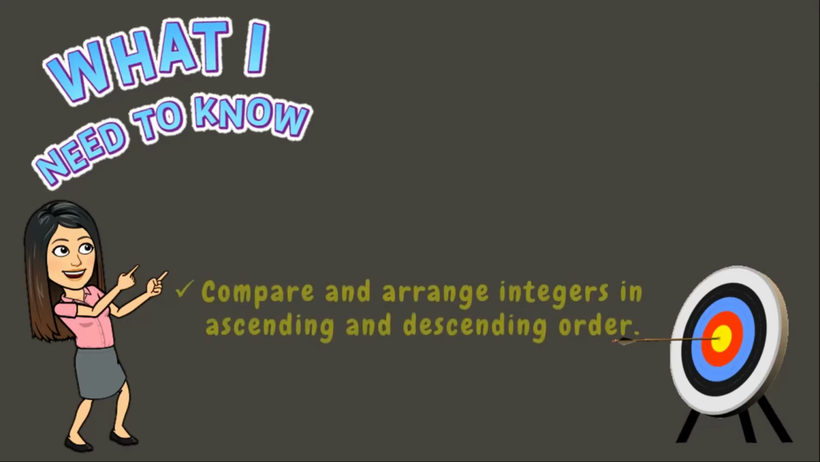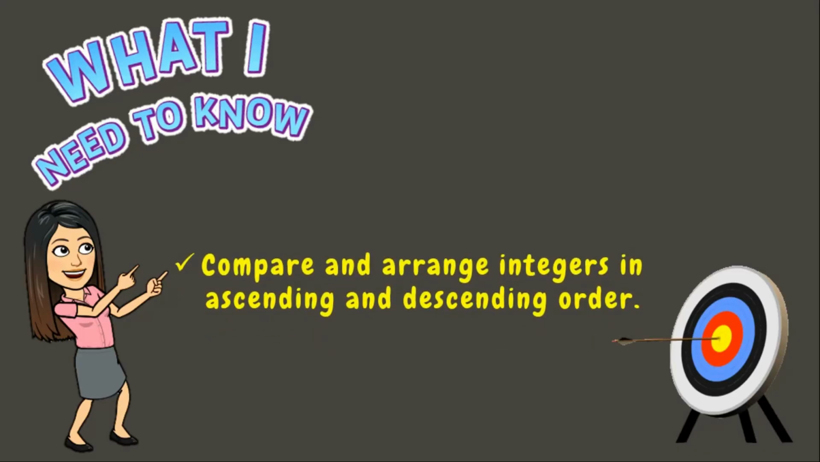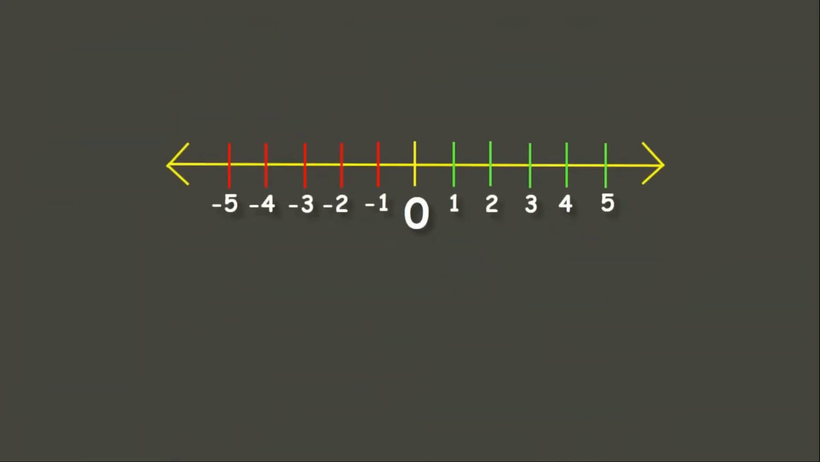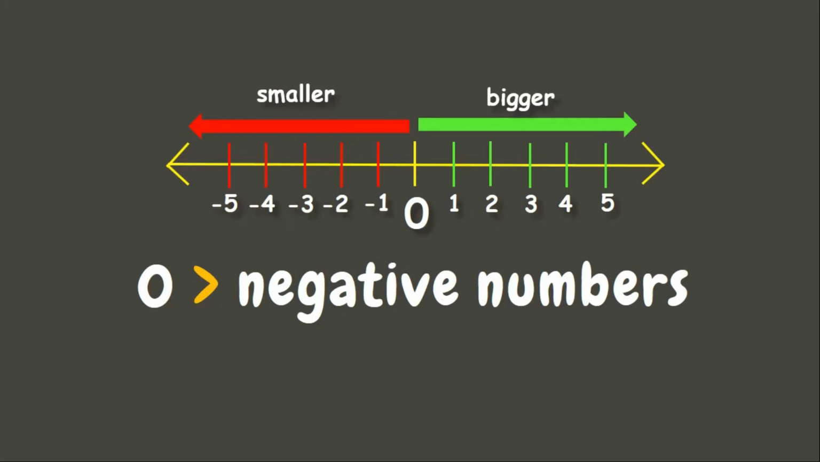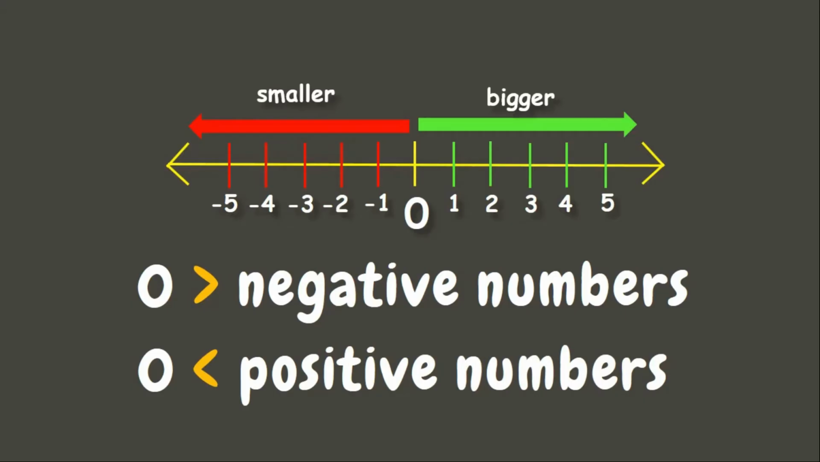For today's lesson, you are going to learn how to compare and arrange integers in ascending and descending order. Let us start. Now let's learn how to compare integers. In comparing integers, we need to understand that the numbers to the right of zero get bigger and bigger, while the numbers to the left of zero get smaller and smaller. Therefore, zero is greater than negative numbers but less than positive numbers.